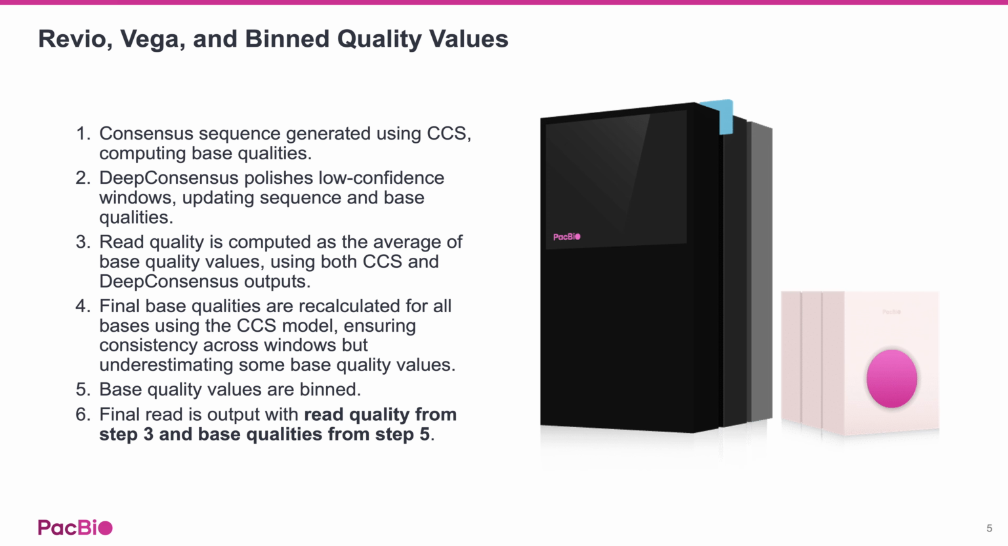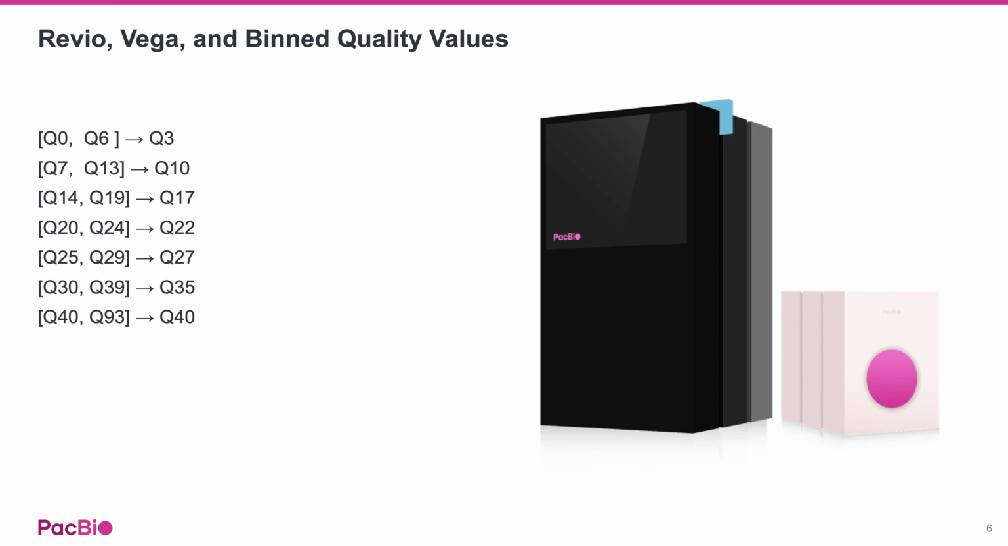The base quality values are recalculated using the CCS model, which ensures consistency across the read, but the CCS algorithm may output lower confidence in some bases than DeepConsensus does. Finally, the base quality values are binned. The binning scheme for base quality values is shown here on the left.